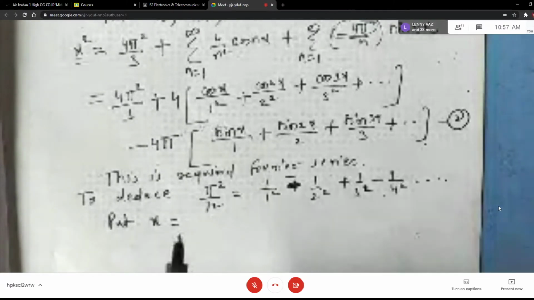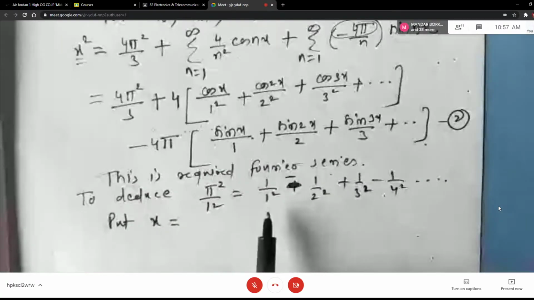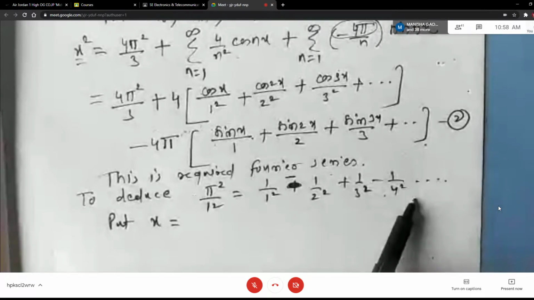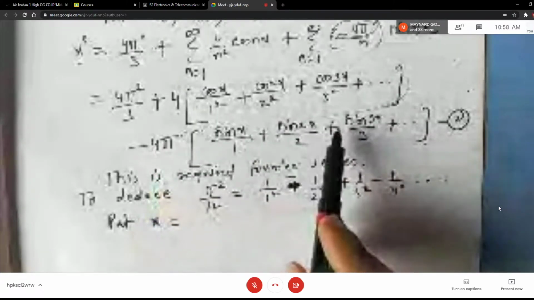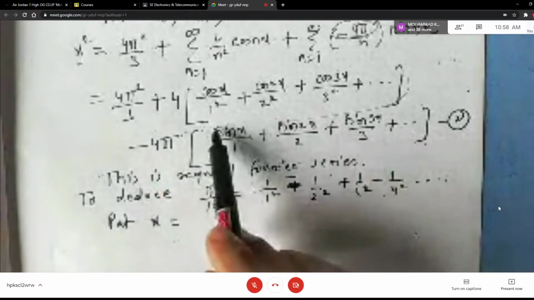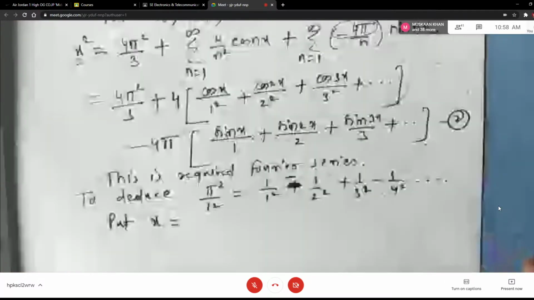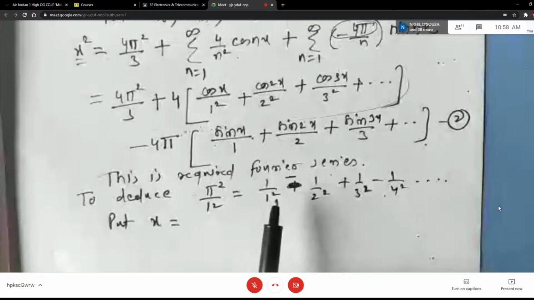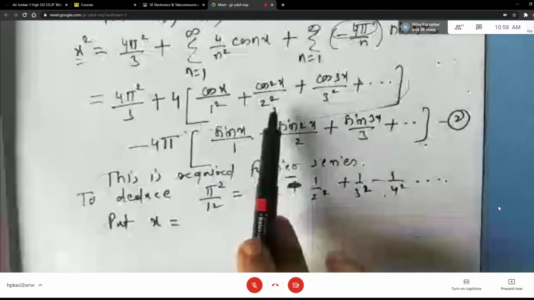Now see, I am comparing the series which is asked to prove with our Fourier series. Now what you observe, students, in the denominator you have 1 square, 2 square, 3 square, 4 square, right? Means we are interested in the first bracket. Are you understanding what I'm saying? I'm not interested in this second bracket at all because I don't have the terms like 1 by 1, 1 by 2, 1 by 3 and so on. See what I'm saying carefully? The series which is asked to prove, I have the terms 1 square, 2 square, 3 square, 4 square which are present in this bracket. So in this bracket only I have to make changes.